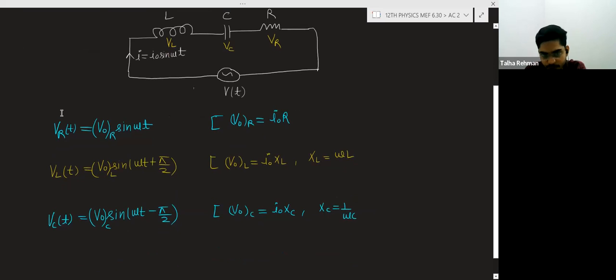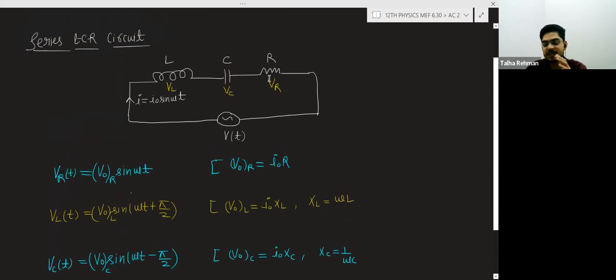So what will be the equation of the voltage for the resistance? The voltage across the resistance at any time t is equal to the peak voltage across the resistance sine omega t. Why? Because the phase difference between the current and the voltage for the resistance is zero, already discussed. If you want to find the peak value of the current, it is the peak value of the voltage across the resistance divided by the resistance. So this we can write.